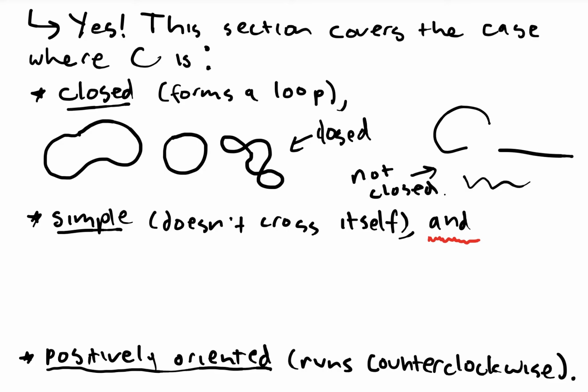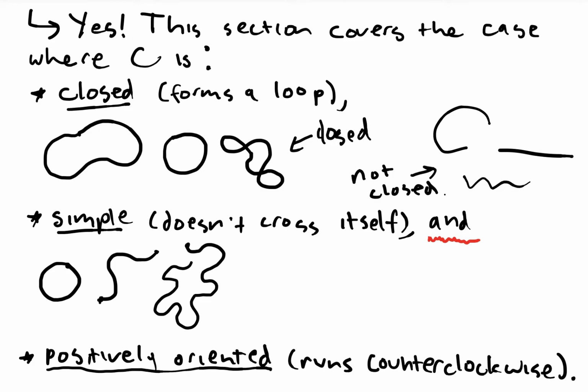Okay? Now, the other criteria that we need on this curve C that we'll be integrating over for the shortcut is that we need C to be simple. What I mean by simple is that my curve cannot cross itself. So if I want some examples of simple curves, something like this guy also counts as simple. You could get really, really messy here. Pretty much every single one that I just drew here, these are all simple.